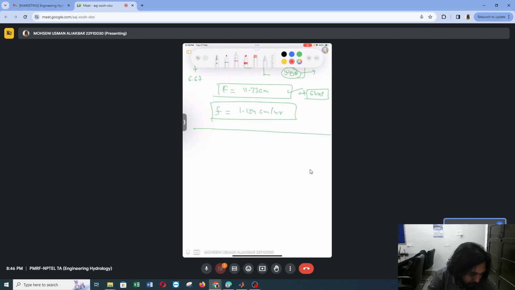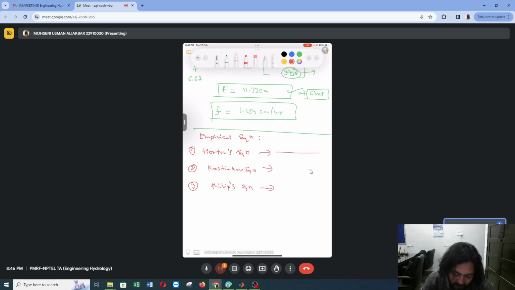Also, whenever we are talking about empirical equations, the first empirical equation that we remember is Horton's equation. The second was Kostiakov's equation. And the third was Phillips. Phillips is a theoretical equation, but I am taking it here only. So just remember, whenever we are solving these equations, you should remember their detailed form, and later you are going to convert their detailed form into a linear equation in the form of y equals mx plus c.